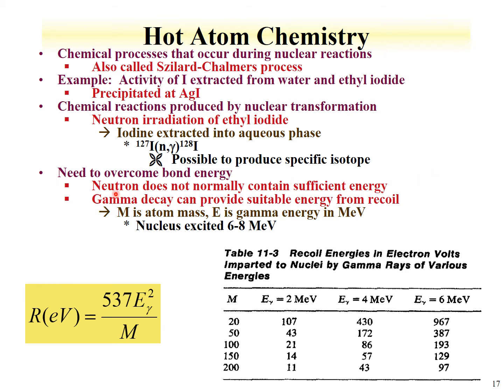Neutrons normally don't provide sufficient recoil energy. However, from a nuclear reaction, you can get gamma decay. The recoil energy from the gamma decay can be calculated with this equation. If we look at the table taken from Nuclear and Radiochemistry, we get the recoil energies in electron volts imparted to nuclei by different gamma energies for different masses. And remember that we don't need that much energy to achieve a breaking of a chemical bond, since chemical bonds are only on the order of tens of electron volts.